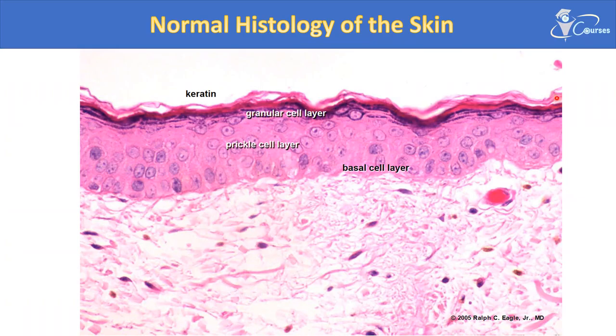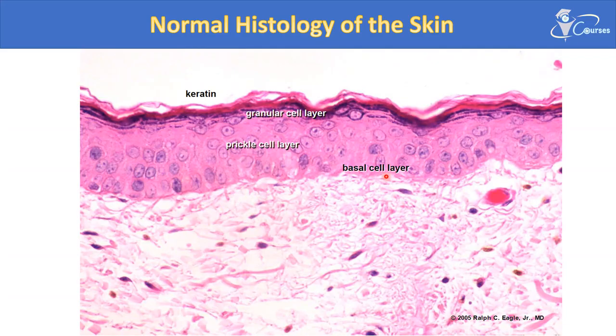You see, this pinkish eosinophilic material is called the keratin. Then the epidermis is composed of three layers. The most superficial is called the granular cell layer, followed by the middle prickle cell layer, and finally, at the junction between the epidermis and the dermis, there is the basal cell layer.